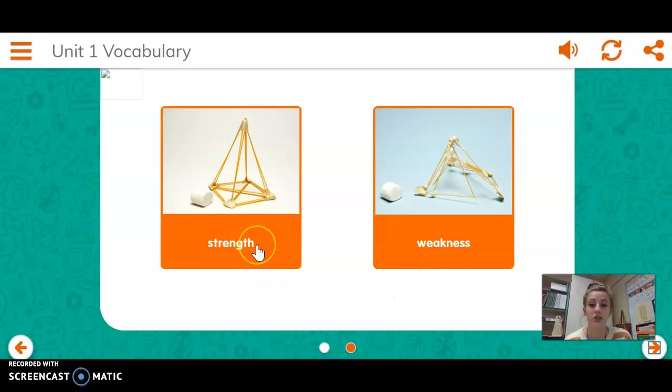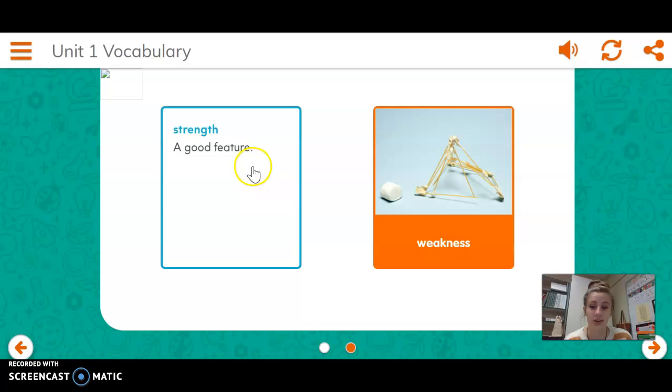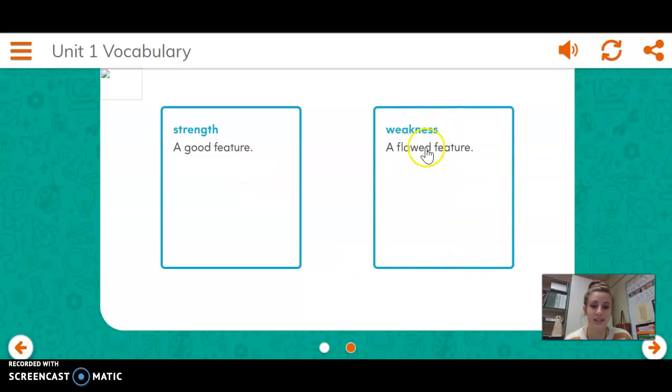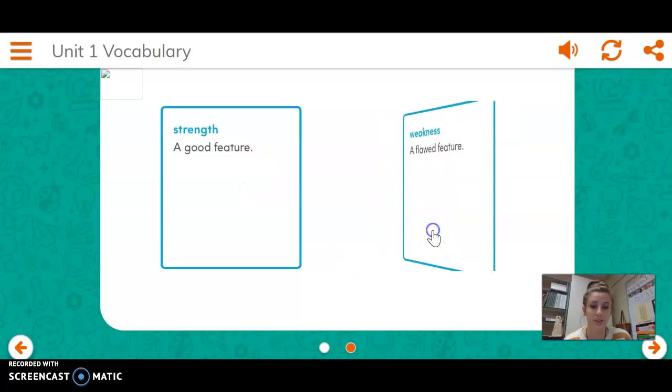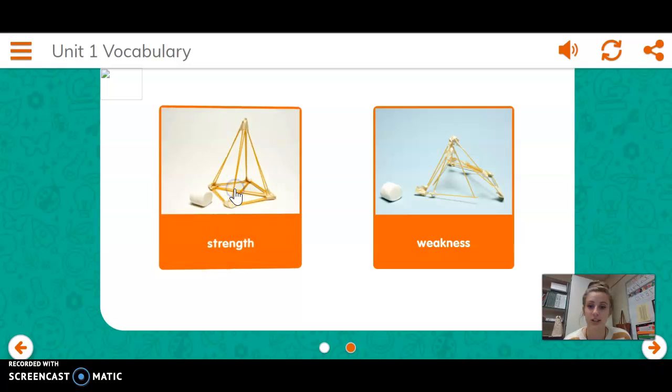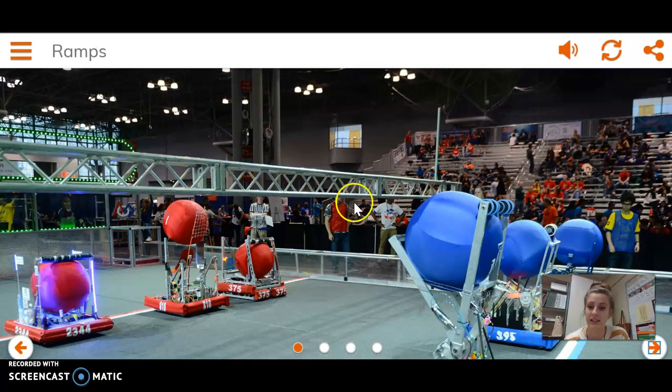Our next one is strength, a good feature, and weakness, a flawed feature. So as you can see in the pictures, this building that looks like spaghetti noodles and tape is holding up really well. It's strong. And this one for weakness is falling apart. It's flawed. Okay, our next page.